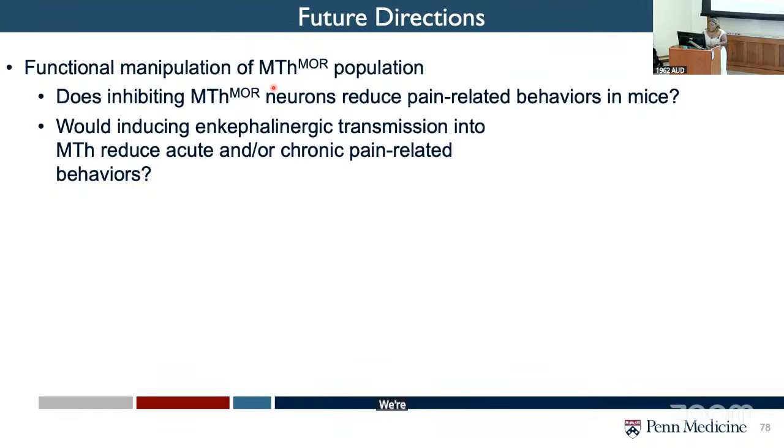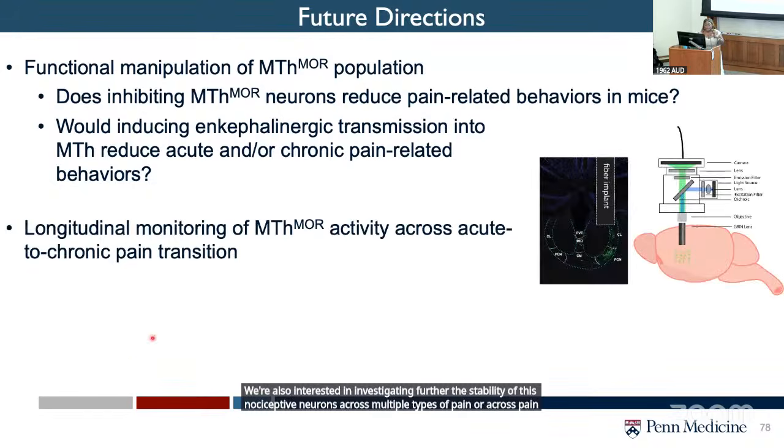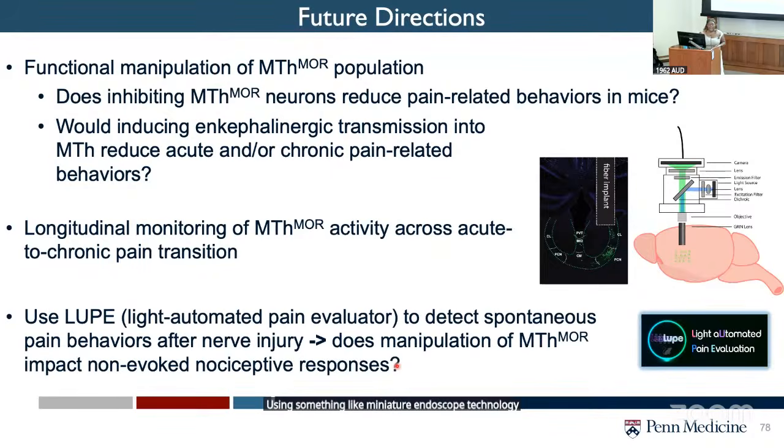We're also interested in investigating further the stability of these nociceptive neurons across multiple types of pain or across pain states. So we want to do longitudinal monitoring of medial thalamic Moore neuron activities in vivo across the acute to chronic pain transition using something like miniature endoscope technology.